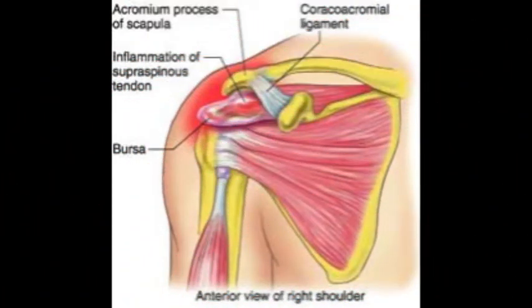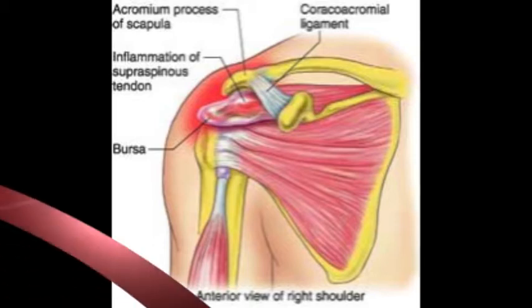As you can see from this diagram, this is an example of an inflamed supraspinatus tendon. The goals of rehab for impingement syndrome are going to be to correct muscle imbalances in order to move the humeral head down away from the acromion and to allow adequate room for the supraspinatus tendon to function.